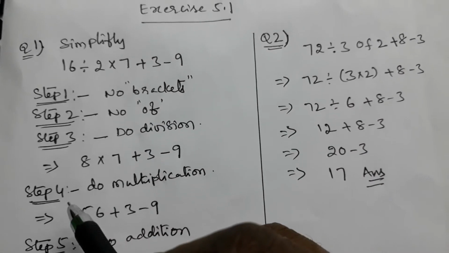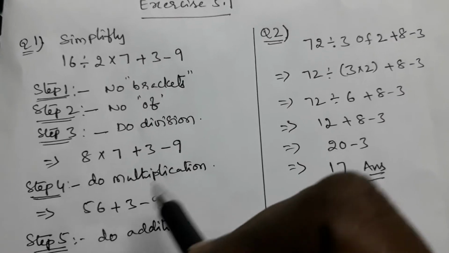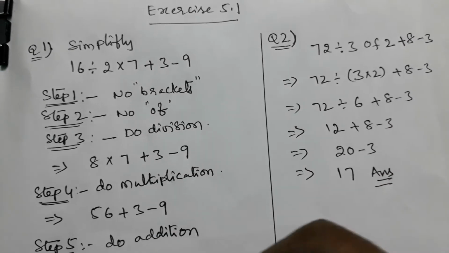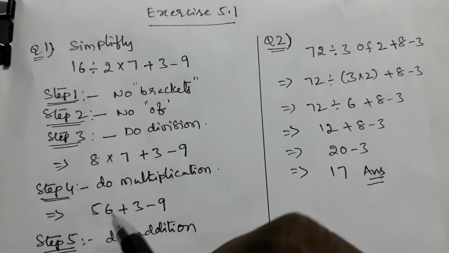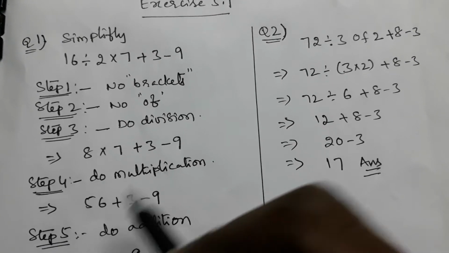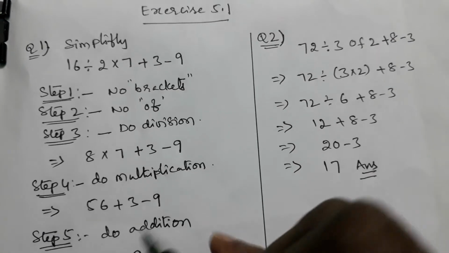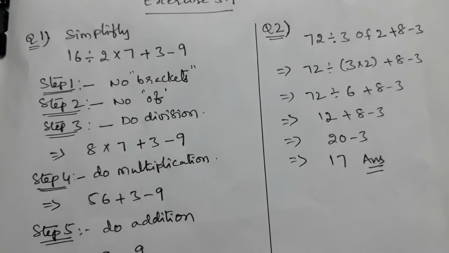Next, step 4. After doing division, step 4, do multiplication. Now only solve multiplication. Remaining write all as it is. Only multiplication you do. 8 sevens are 56. Remaining write as it is. Don't change. Plus 3 minus 9.